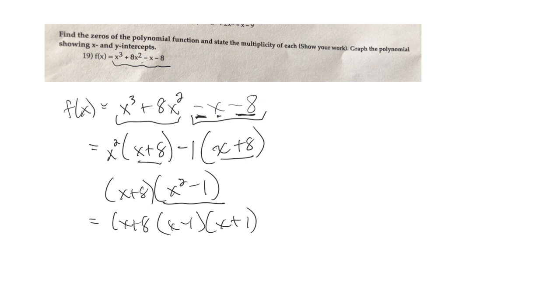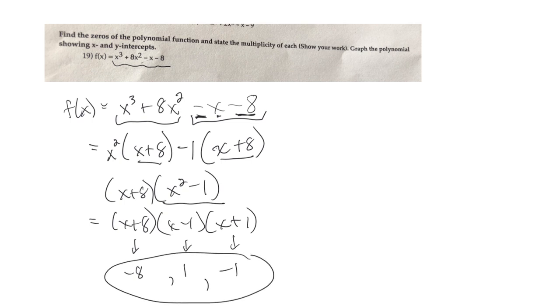So they want to say what the zeros are. So from this one, it'll be a negative 8. From this one, a positive 1. From this one, a minus 1. So these are my zeros.